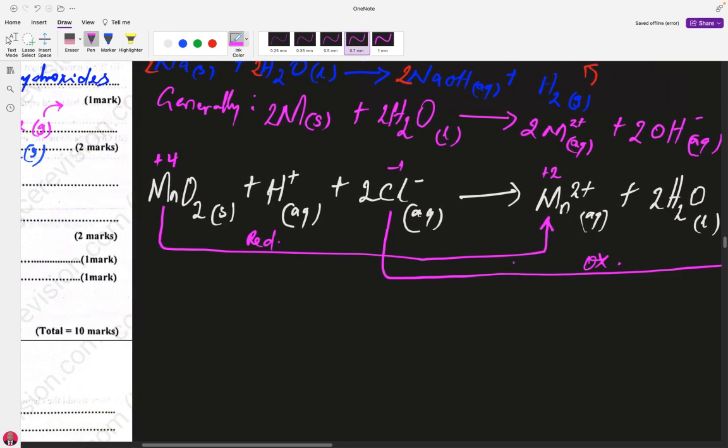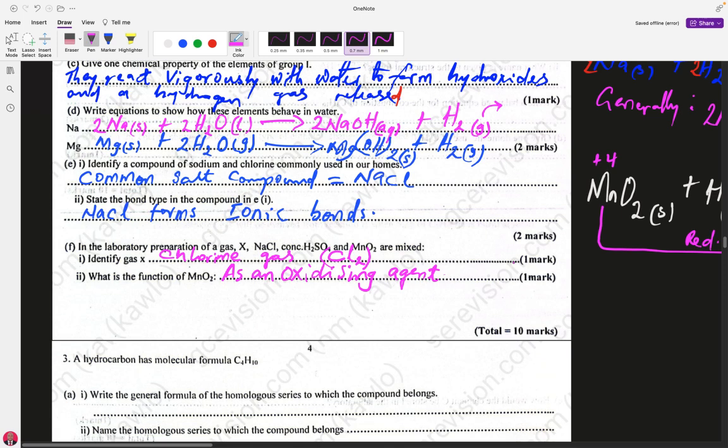Let's get back on board. Question number 3. A hydrocarbon has a molecular formula of C4.